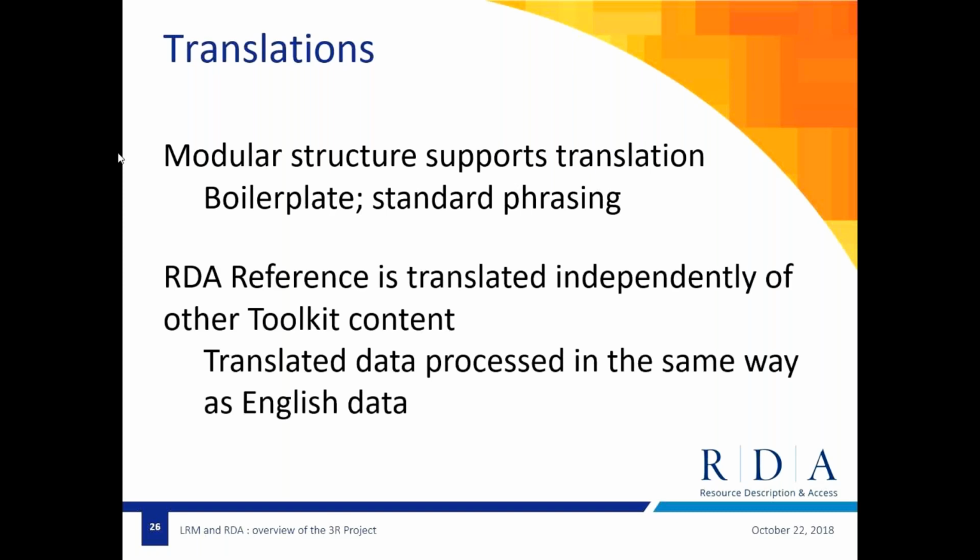And the reference in the registry is translated quite independently of the other toolkit content. So we have twice the number of languages in translation for the references we do for the toolkit. And that's likely to remain the case. In some countries where catalogers have English as a second language, and there are many countries like that, it may not be necessary to translate the whole toolkit into English because the catalogers can understand it in a different language, so they can understand the English.